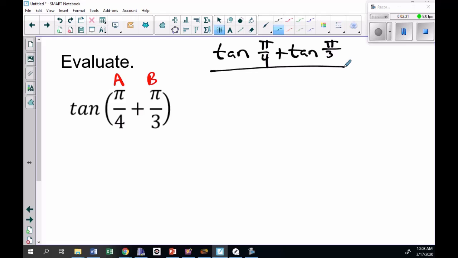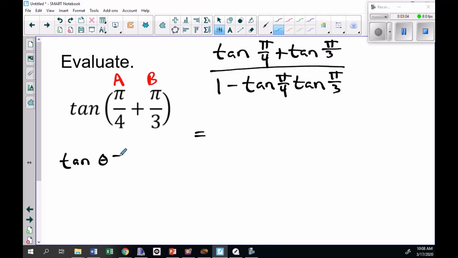Now, all of this is over 1 plus, I take that back, 1 minus tan angle A times tan angle B. In this case, angle B is pi over 3. Now, it does say to evaluate. So this is something we talked about before. We know that tan theta is actually sine theta over cosine theta. So if you go back to your unit circle, look where pi over 4 is and actually do the division.